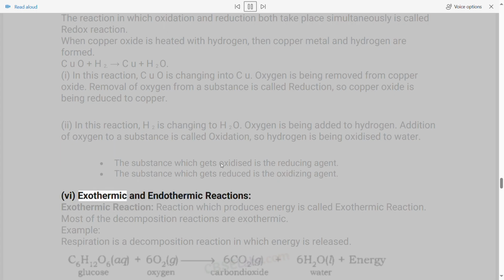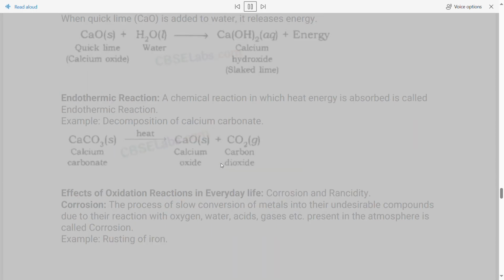6. Exothermic and endothermic reactions. Exothermic reaction: a reaction which produces energy is called an exothermic reaction. Most of the decomposition reactions are exothermic. Example: respiration is a decomposition reaction in which energy is released. When quicklime, CaO, is added to water, it releases energy. Endothermic reaction: a chemical reaction in which heat energy is absorbed is called an endothermic reaction. Example: decomposition of calcium carbonate.